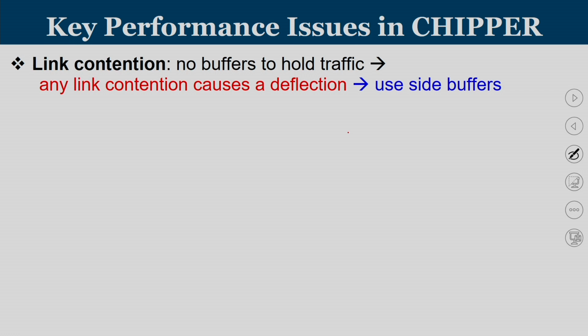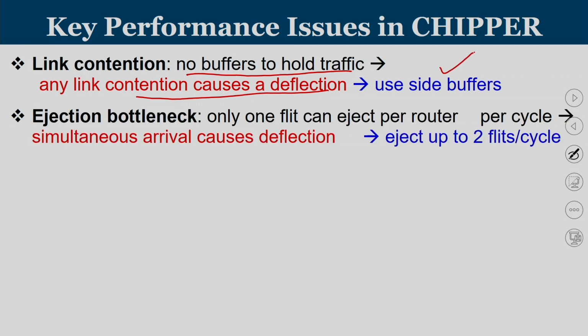First one is link contention. Since there are no buffers to hold the traffic, whenever there is contention, when two packets are looking for the same output port, one of these packets is deflected away from the destination. So, it is going to get a non-productive port. How can that be handled? The concept is known as side buffers. All the flits that are to be deflected may be kept in side buffers.